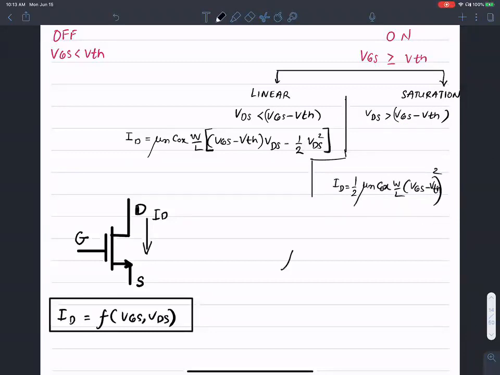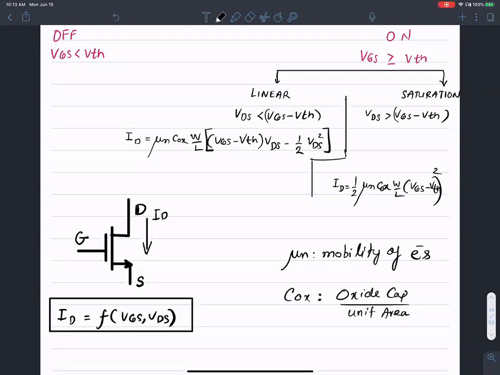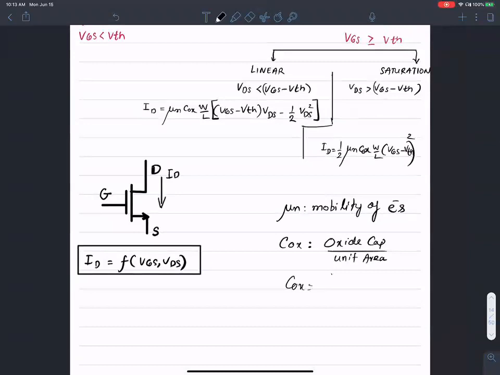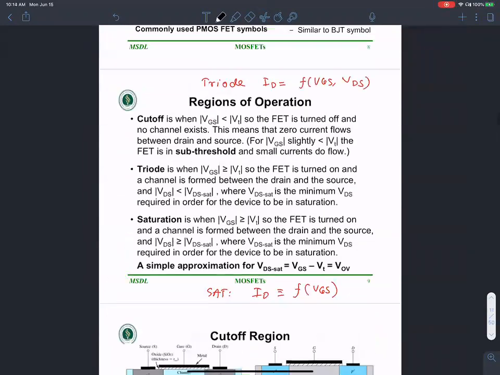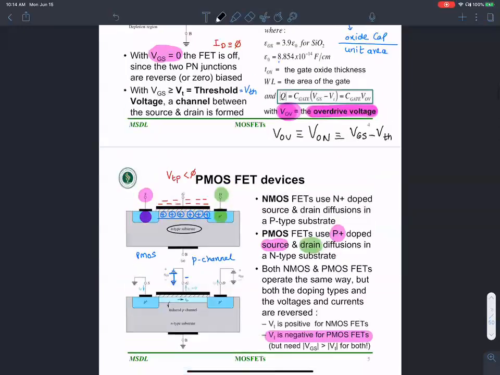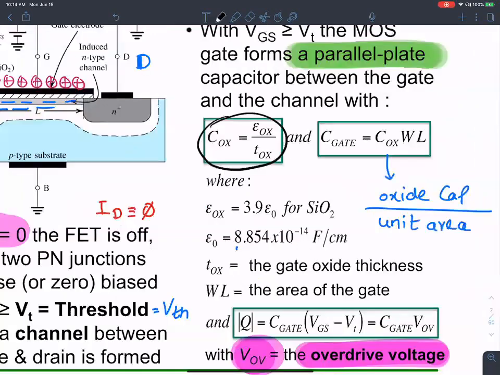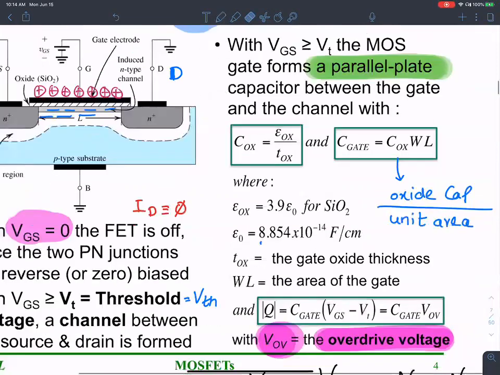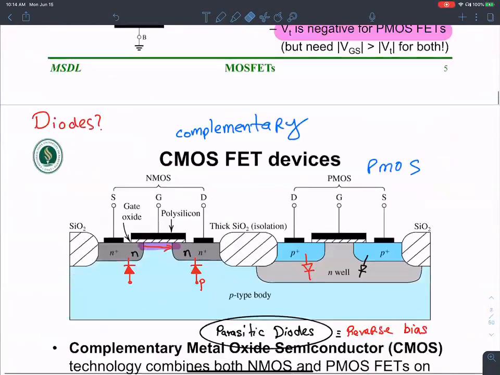Mu n is mobility of electrons, okay? C oxide, we discussed, is oxide capacitance per unit gate area. C oxide is epsilon oxide by T oxide, remember? We can go back, okay? If I go back, we did discuss the capacitance of the oxide, right here: C oxide is epsilon oxide over T oxide, okay? C gate, capacitance of the gate, is C oxide times W times L, okay? That guy.